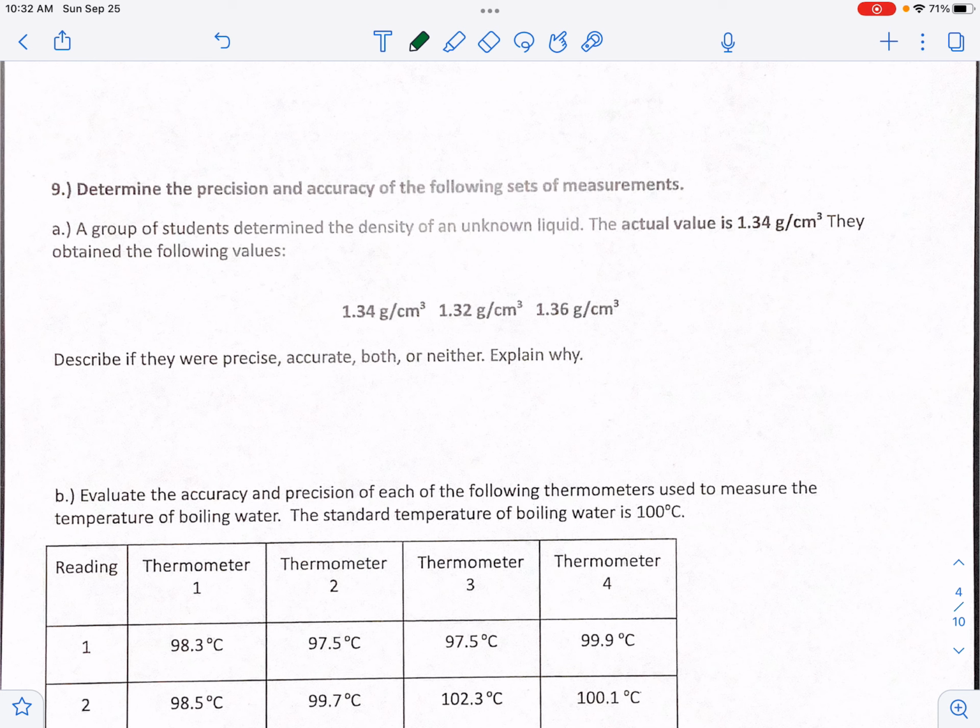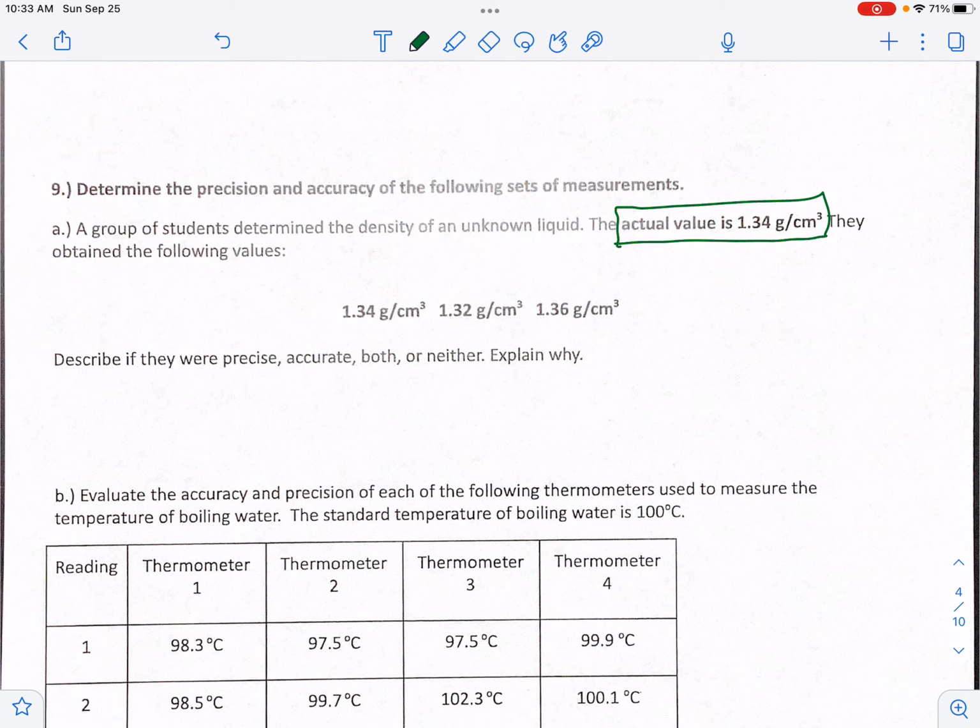It says a group of students determine the density of an unknown liquid. The actual value is 1.34. Okay, so that means that's my target right there. We will give you a target, but you just need to make sure you are reading the problem to know what it is. So these are my three measurements. I have 1.34, 1.32, 1.36, described with a precise, accurate, both, or neither.